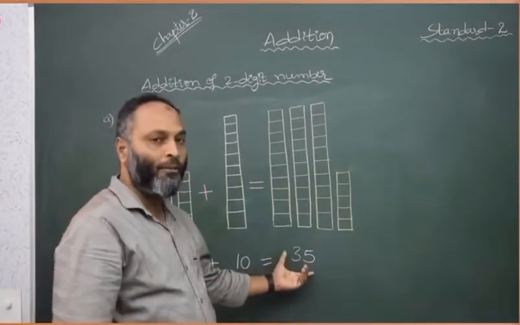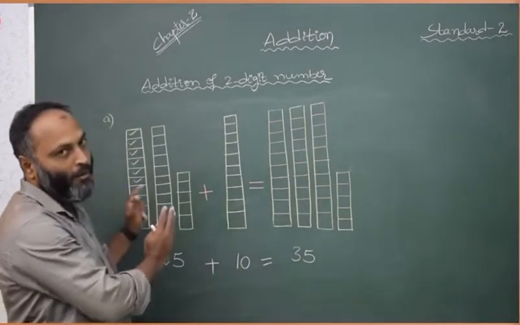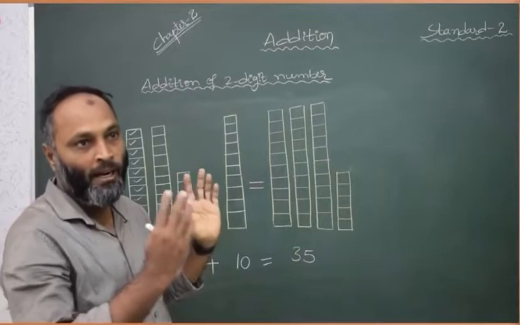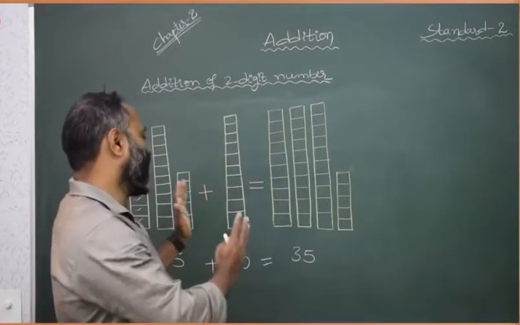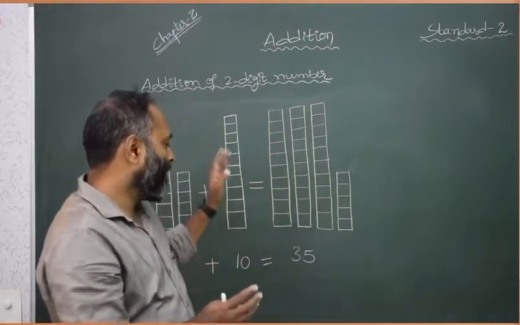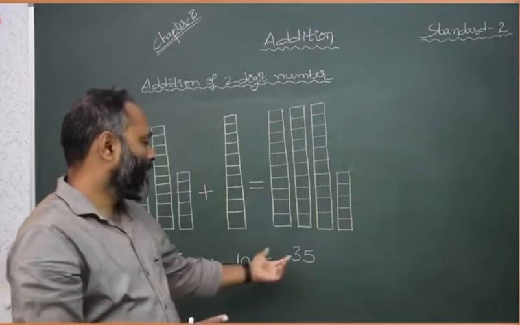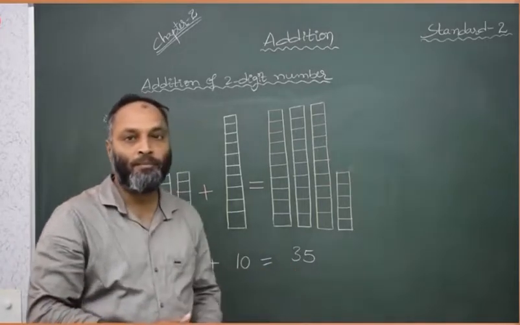So like this, if blocks are given, first we calculate how many blocks there are in the first addend and the second addend. Then after that we count in the sum. Then how many are there? Then write your answer, that is the sum. After adding two addends, this is the sum.